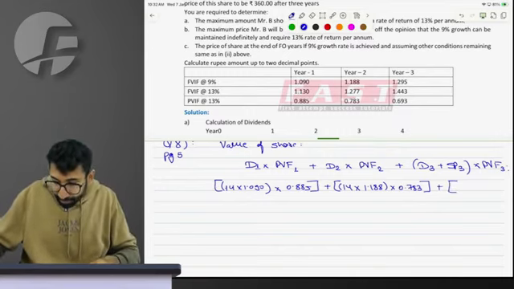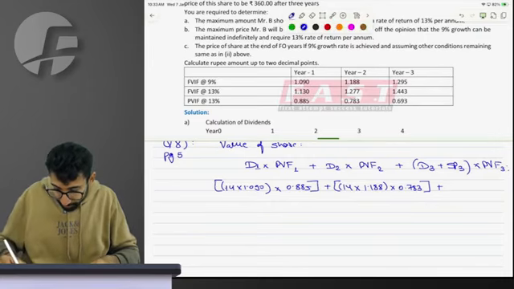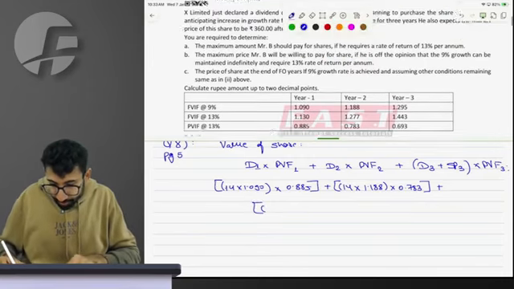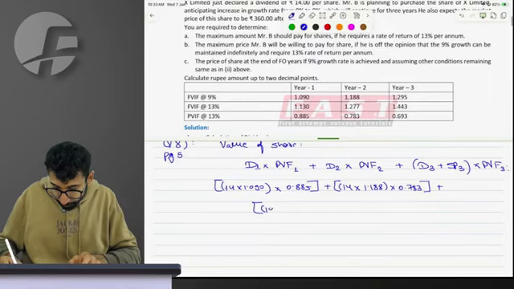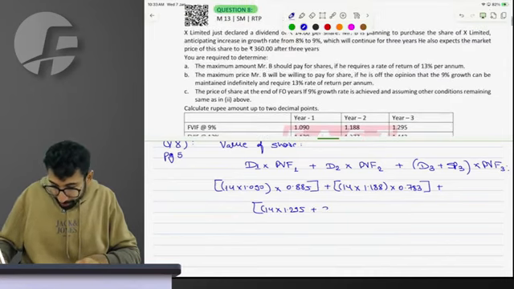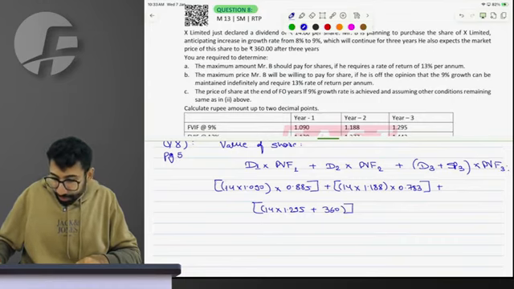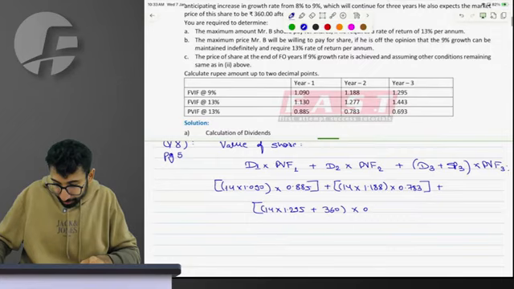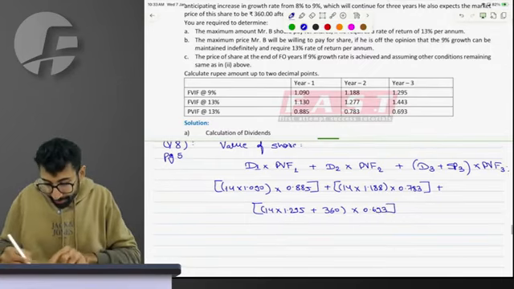Next, let me take it down to the next line, plus the dividend of the third year, which is 14 multiplied by 1.295, plus the sales price at the end of the third year, 360, right? So this is the total cash flow I will receive at the end of the third year, multiplied by the present value factor of the third year, 0.693. This is the present value.